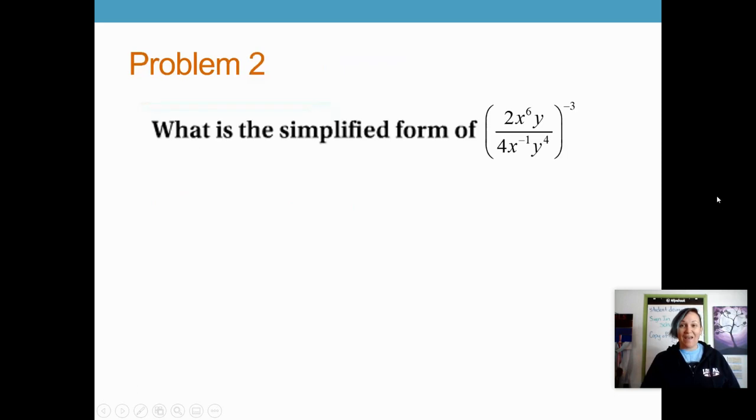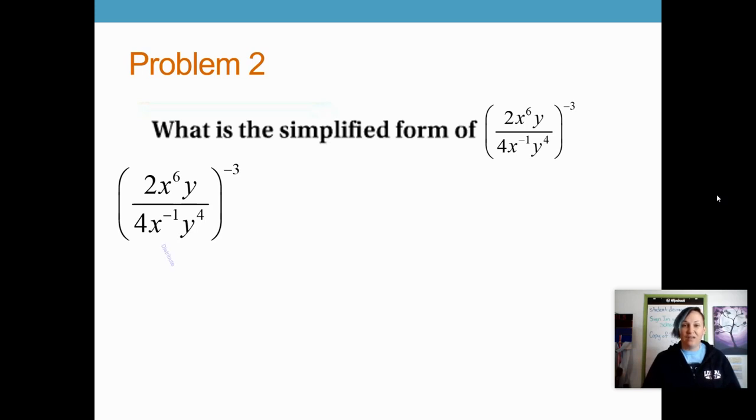All right, let's try that very last super tricky problem. In this problem, I'll go ahead and walk you through the steps in the order that you should take. Our first step has to be that rule that we just learned, where we distribute the -3 to everything inside the parentheses. Now, in this problem, I have 1, 2, 3 things on top and 1, 2, 3 things on bottom. So I will be distributing the -3 to a total of 6 bases.